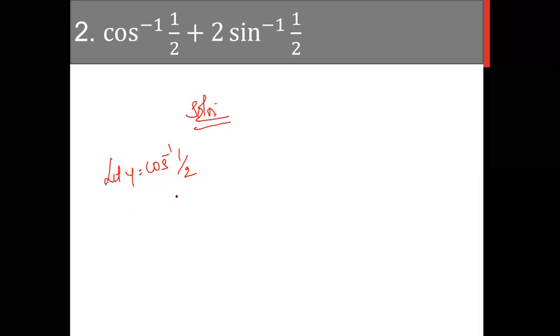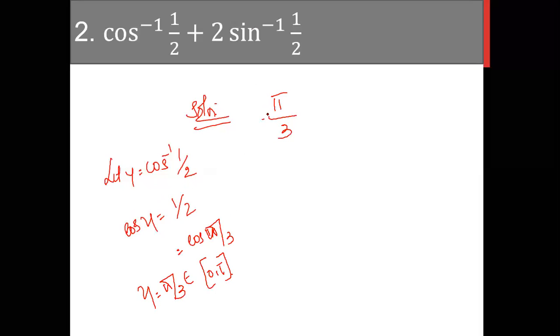Yes, good Dikshita. Okay, Dhanlakshmi. Pi by 3. Yes. So cos y is equal to half. Half is at the angle cos pi by 3. So y is equal to pi by 3 because pi by 3 belongs to the principal value branch. So it is pi by 3 plus 2 into what is sine inverse half? Sine inverse half, you have to take it as y and then sine y is equal to half.